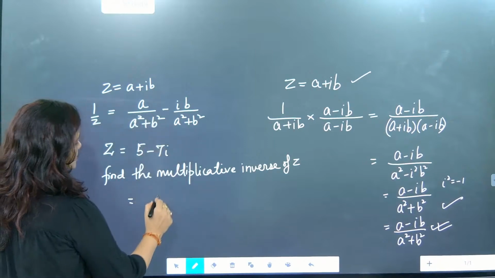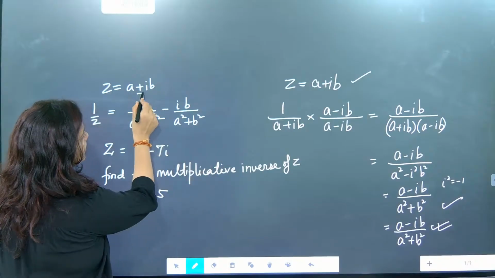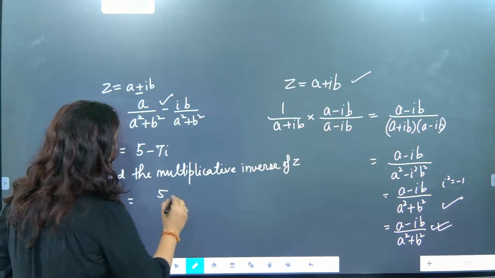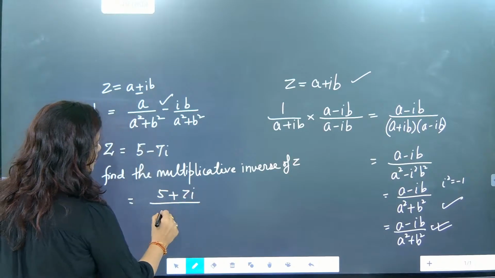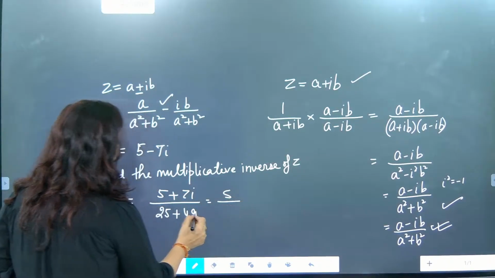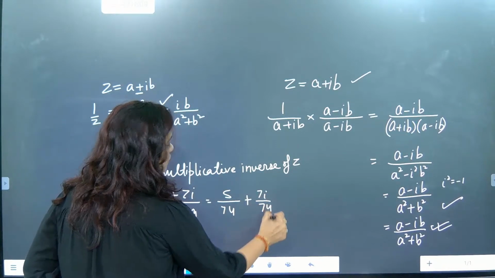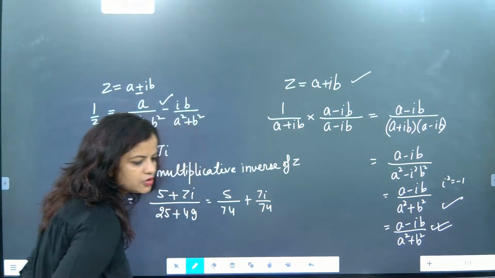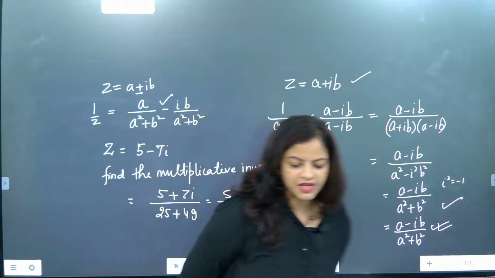Exactly, a will be as it is, 5. Now here minus means it will become plus. See here, when plus is there, in the multiplicative inverse minus comes. When minus is there, in the multiplicative inverse plus will come. 5 plus 7i. Now square of 5 will become 25 and square of 7 will become 49. So it is 5 by 74 plus 7i by 74. Those who have given this answer, that is absolutely correct. Two people have given the perfect answer, Siddharth and Rudra. Okay, so this is about multiplicative inverse.